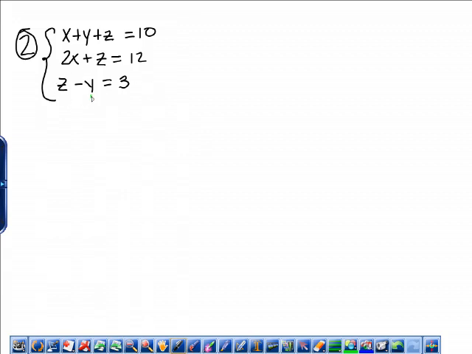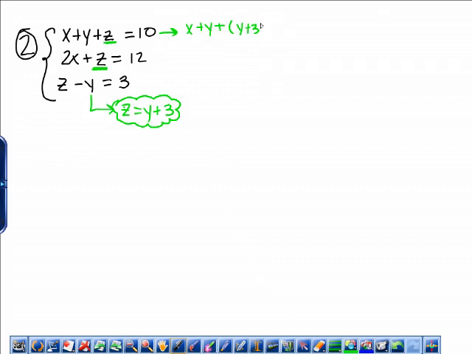If I solve for z, what do I get? Y plus 3. That's nice and easy, right? No negatives, no big numbers. Okay? So I'm going to take that z equals y plus 3, and I'm going to substitute it into the 2 places I see z in the other equations. So I'm going to have x plus y plus 3. And I've got 2x plus y plus 3 equals 12.